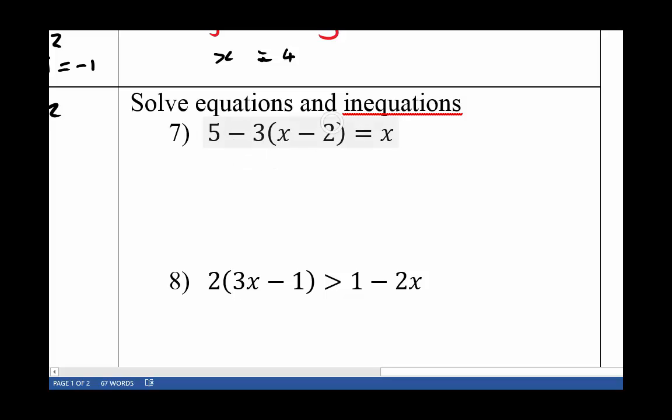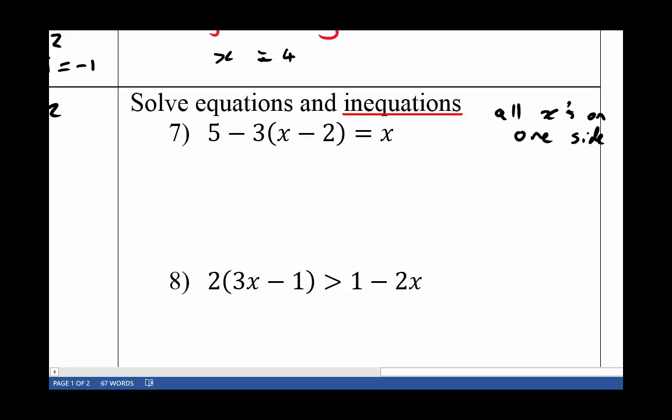So with these ones, an equation has an equal sign. An inequation is exactly the same, except it has this greater than or equal sign. Okay, and we'll get to that greater than or less than sign in a second. So to be able to solve these, my goal is to get all the x's on one side.